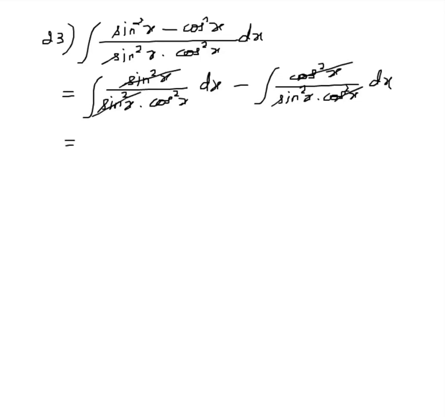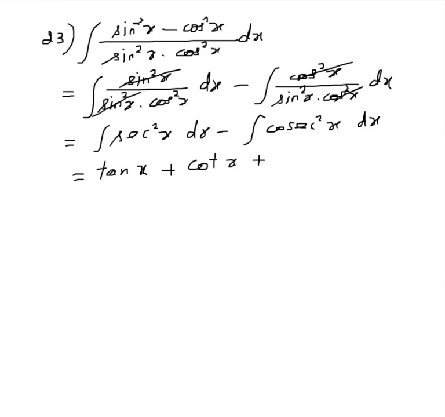Let us simplify. 1 by cos square is secant square x minus 1 by sine square is cosecant square, and we have direct integration formulae for both these functions. Integral of secant square is tan x, and integral of cosecant square is minus cot x. So minus of minus will become plus cot x and plus c. The correct subdivision is A.